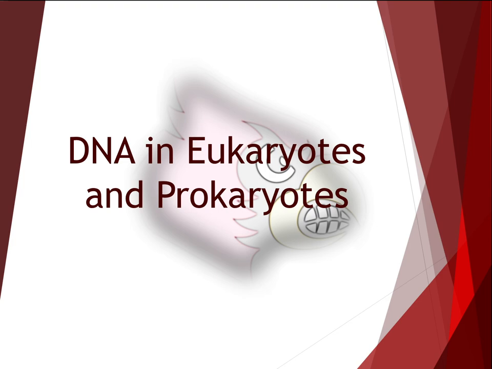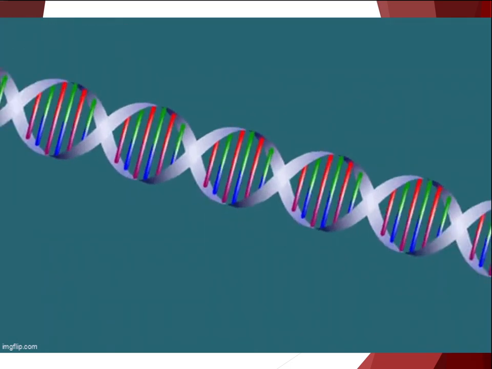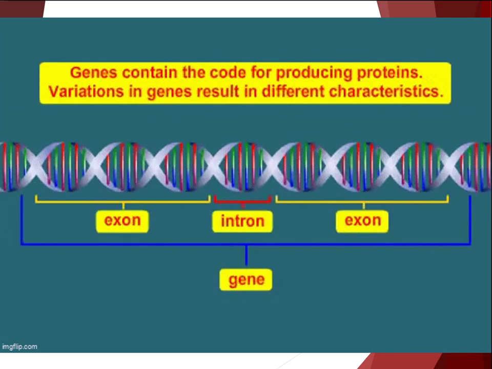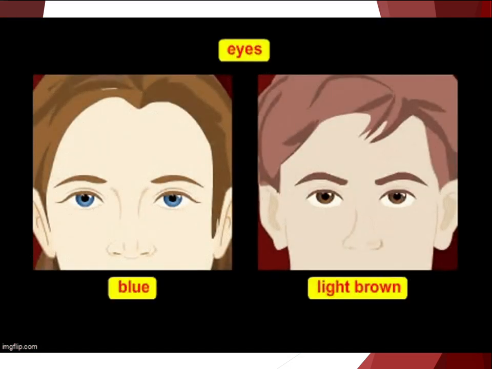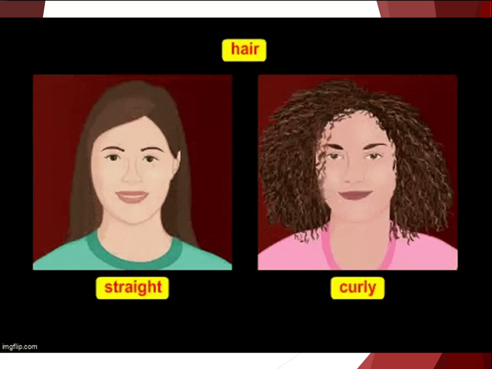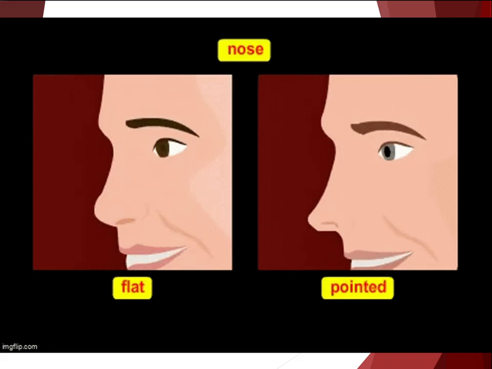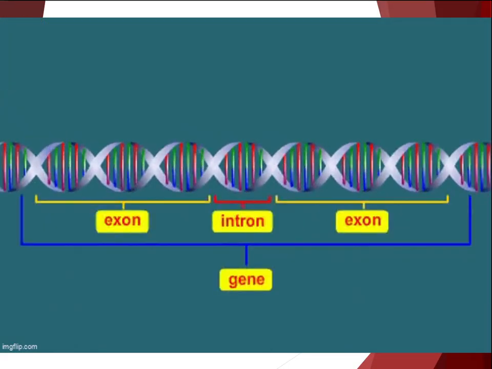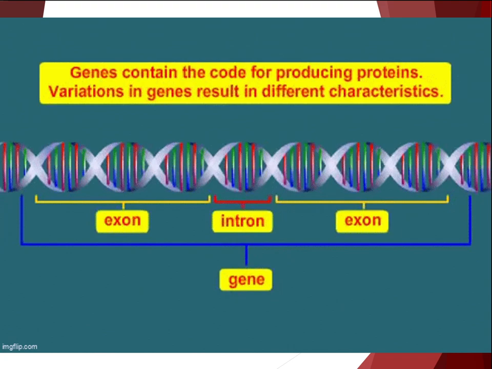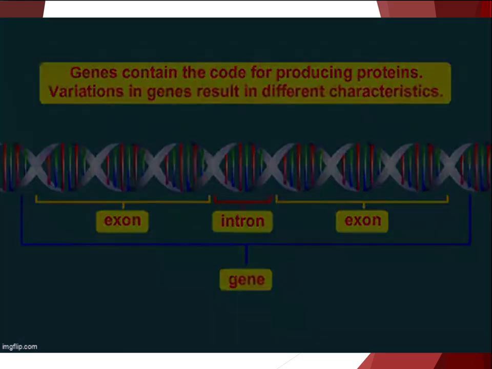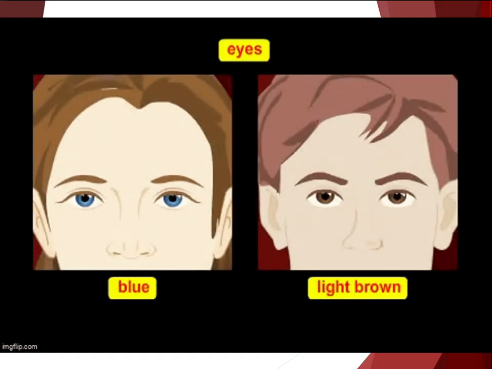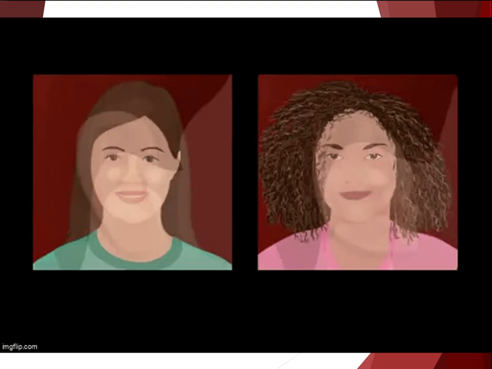DNA in eukaryotes and prokaryotes. In eukaryotic organisms, DNA is contained inside the cell nucleus. DNA is tightly coiled around proteins to form structures called chromosomes. This packaging enables the long, delicate strands of DNA to be compacted into a tiny space. It also provides a way for cells to control gene expression.